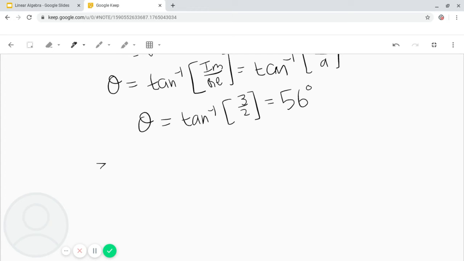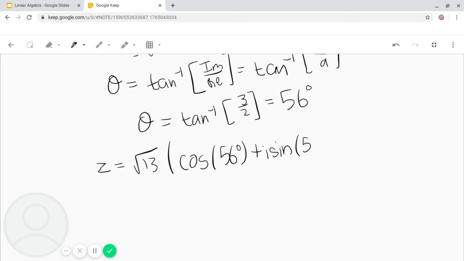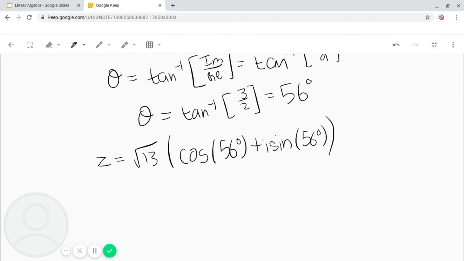So then we have z equals root 13 times cosine 56 degrees plus i sine 56 degrees. Oops. And that is the conversion from algebraic to polar.